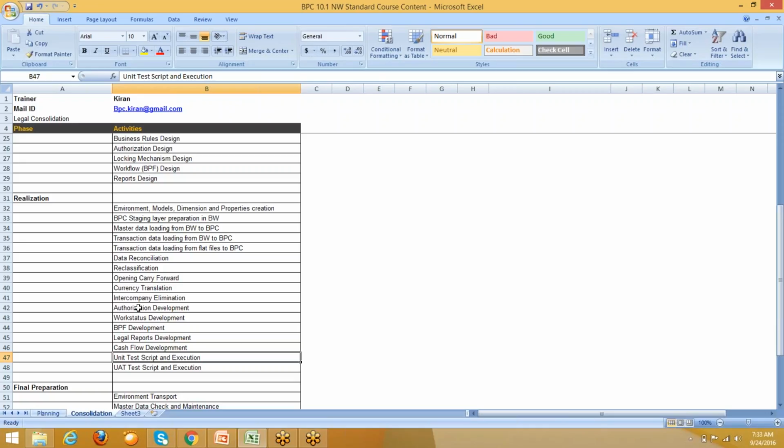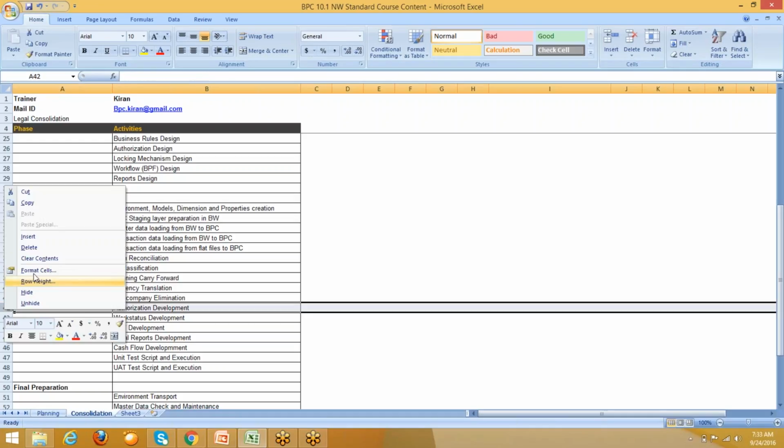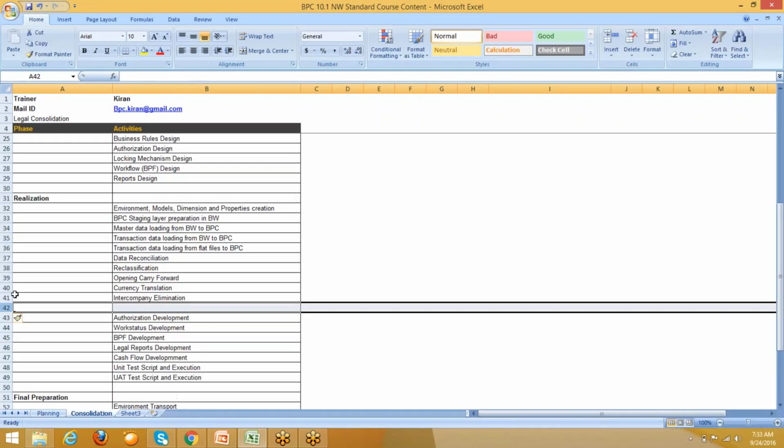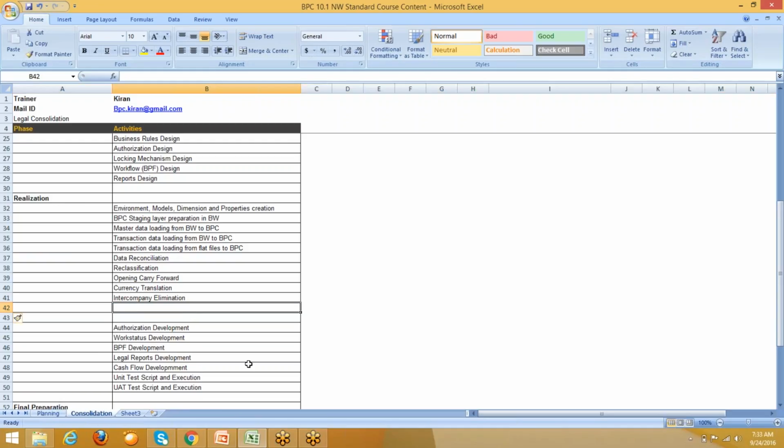Also, we have to configure something here: eliminations and adjustments. There is one more business rule, a very important business rule. This should be configured. Actually, intercompany elimination is part of that only. Also, you have to configure rule-based multipliers. So all these things we are going to discuss.